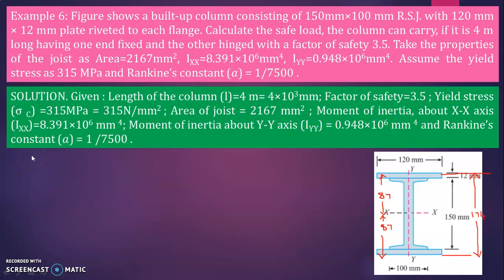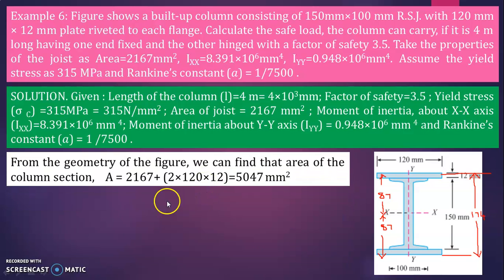Now what you have to do, the built-up column is already there, that is this portion here, this area and Ixx and Iyy is given. Now we have to calculate this plate area, Ixx and Iyy also, that is not given here. How we can calculate? First, from the geometry of the figure we can find the area of the column section.